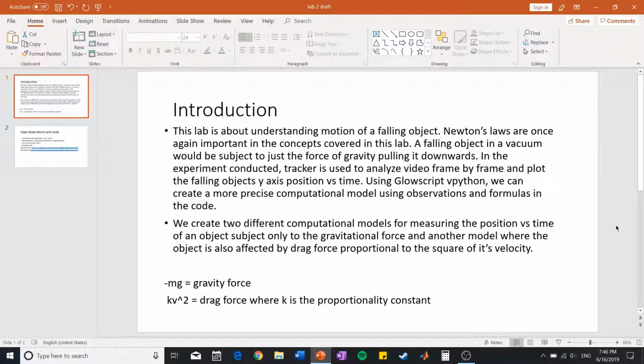We create two different computational models for measuring the position versus time of an object: one subject to only the gravitational force, and another model where the object is also affected by the drag force proportional to the square of its velocity.